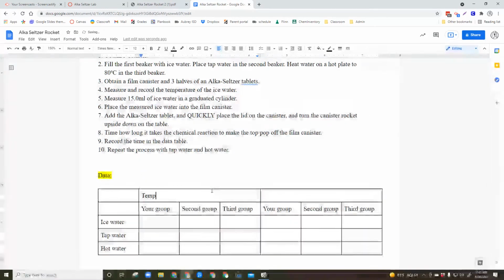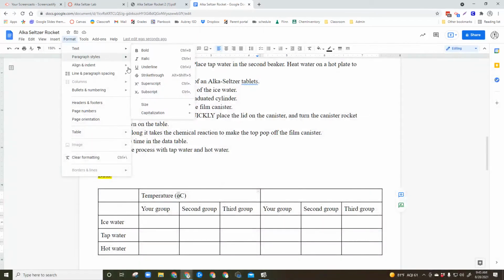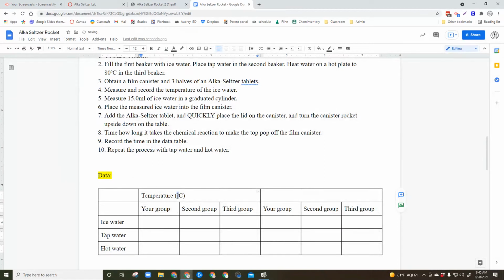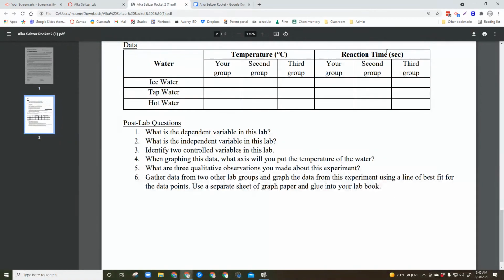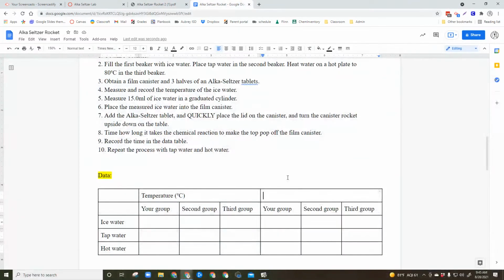Okay, so this is temperature, and this said it was in degrees Celsius. So I'll just use a lowercase o, and then I'm going to highlight that, and I want to format this text into superscript. There you go. And what was this one? Reaction time in seconds.